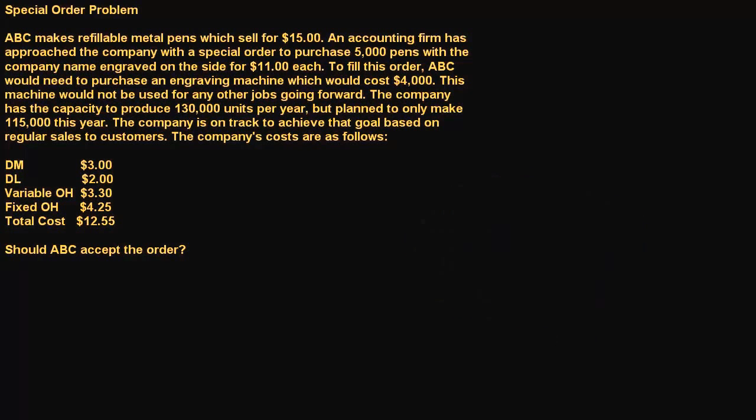Now, the first thing that I would do is make sure that we decide what information is relevant. So if we go back to the questions that we have to ask ourselves whenever doing a special order, first thing we have to ask ourselves is, do we have capacity? Okay, so capacity is number 1.